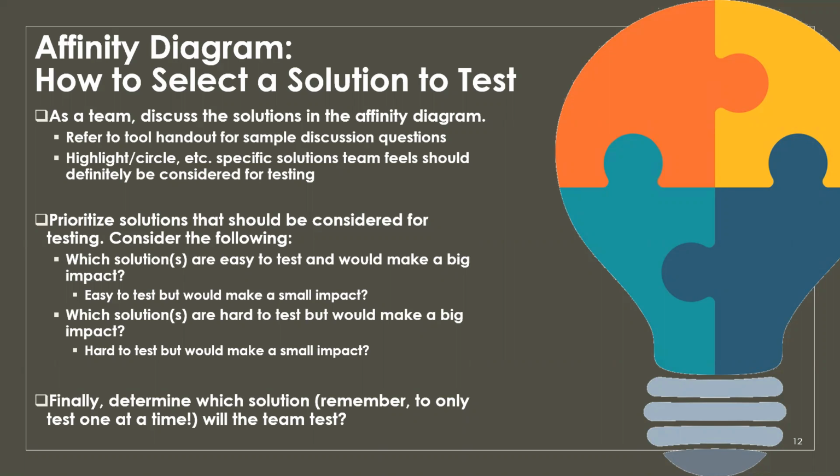And then finally, you all will determine the solution through this consensus conversation. And remember, we really encourage you only to select one solution at a time. That way the team will know that testing that solution made this much of a difference towards reaching their goal. Sometimes when we test multiple solutions, it's really difficult to see which solution really impacted that problem that you're trying to address.